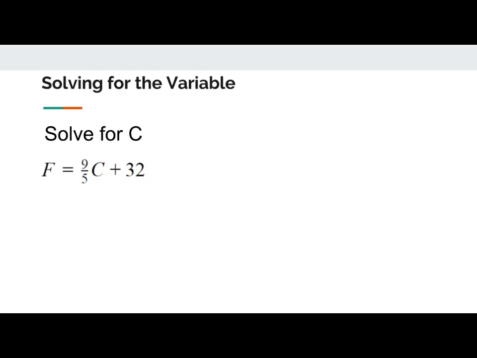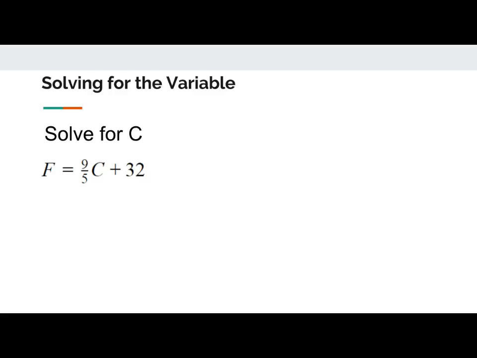Here's another example. I'm going to ask you to pause it and try it on your own. I want you to get C all by itself. This is the formula for converting Fahrenheit to Celsius. So if you knew Celsius and wanted to find out what that was in Fahrenheit, you could use this formula. What the text is going to ask you to do is, if you know Fahrenheit, solve for Celsius. So get Celsius by itself in terms of Fahrenheit.